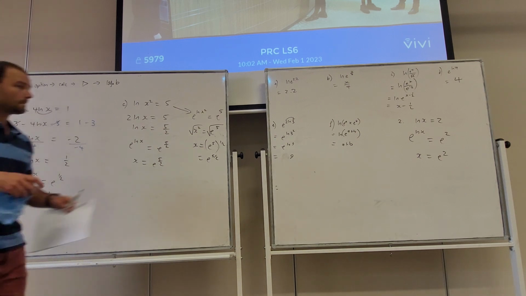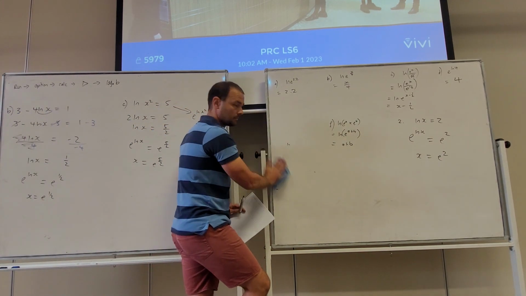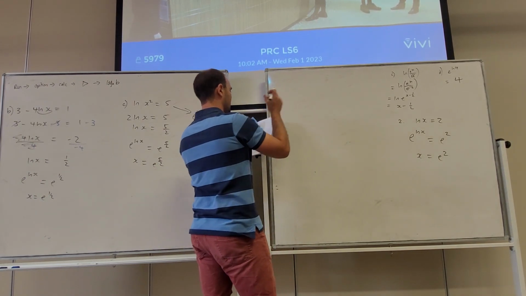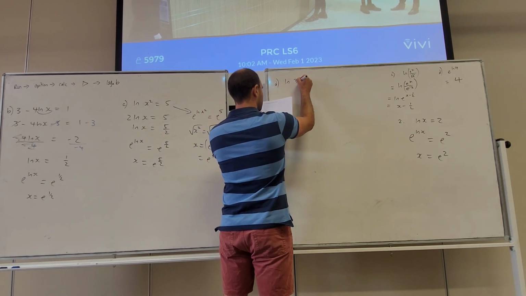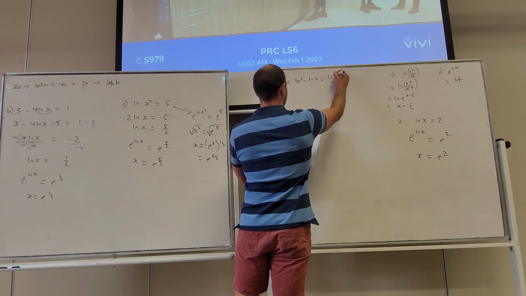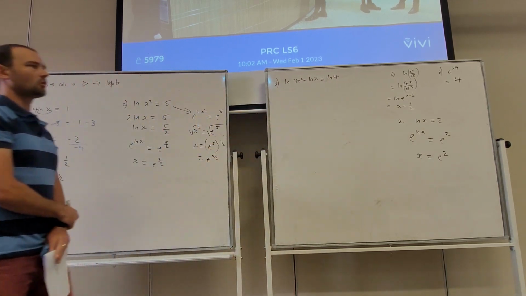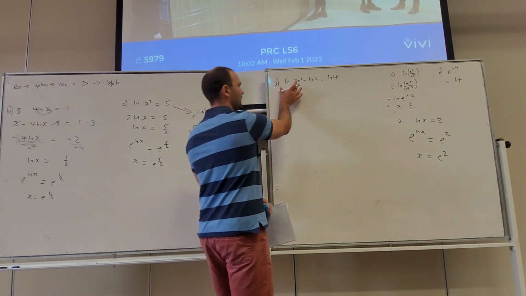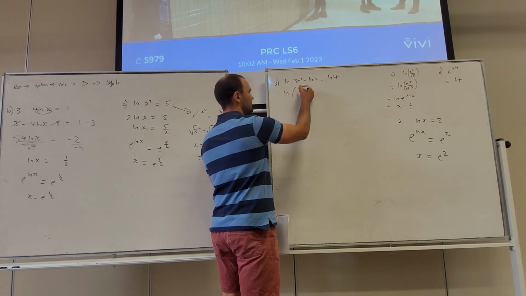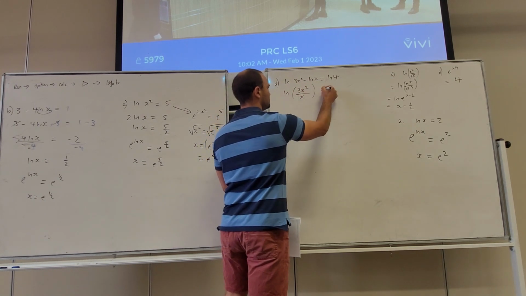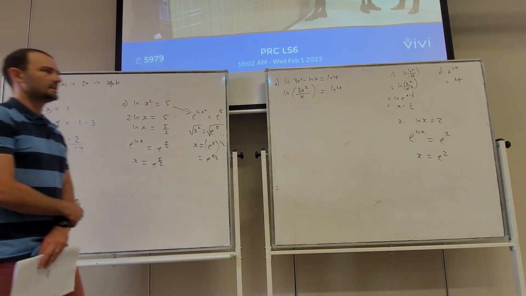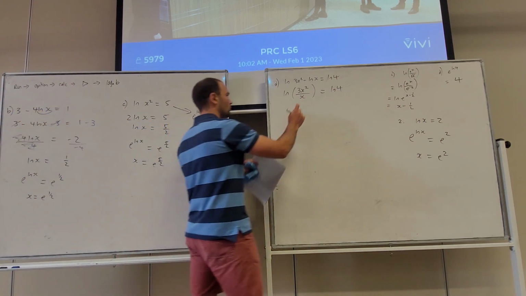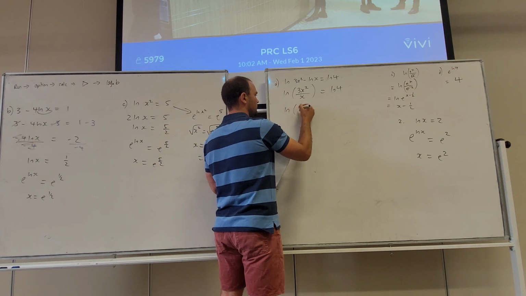All right, let's move on to D. Unless there's any questions, please stop me. All right, D, we've got ln 3x squared take ln x equals ln 4. All right, so we want to solve this logarithmic equation. We're going to collect these, okay? Remember, if we have ln a take ln b, we can express that as ln of a on b. All right, so that's my first step. 3x squared on x is going to simplify to ln of 3x.